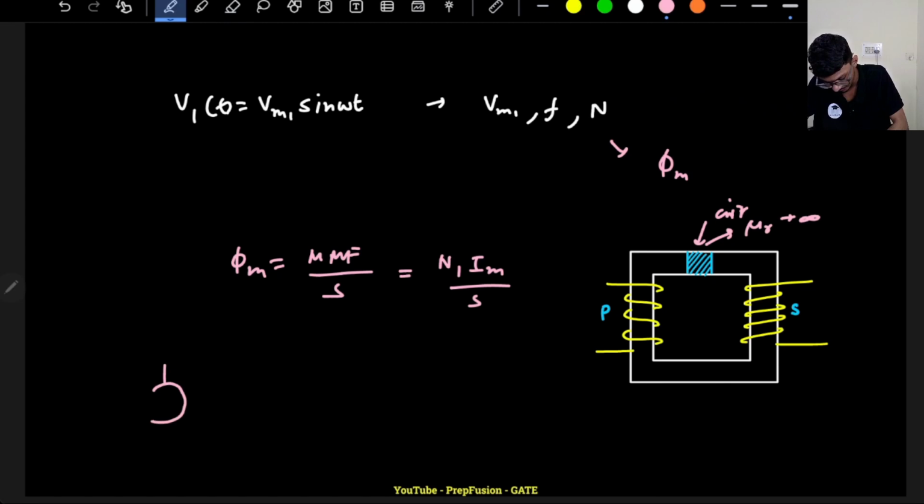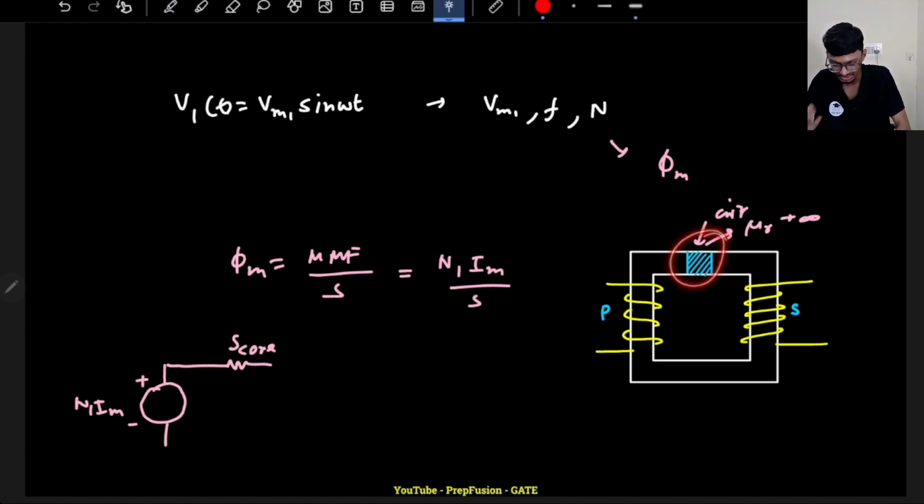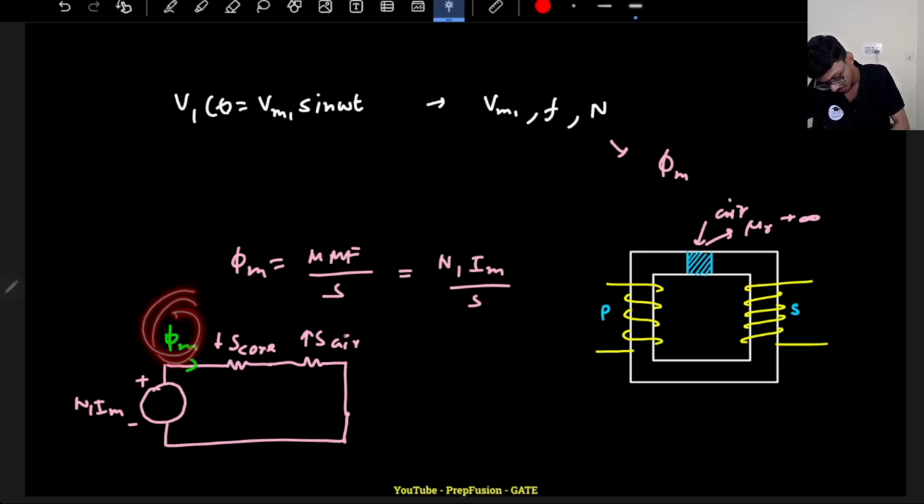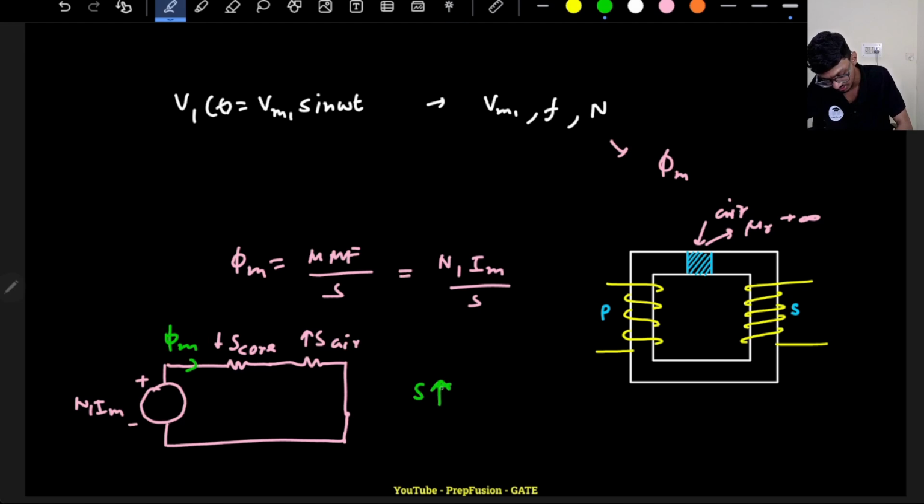So here I am applying an mmf, that is N1 into Im, and here I have the core reluctance. If I have removed this portion, slightly the core reluctance will reduce, but a huge reluctance will come, that is the air gap reluctance, and you know air gap reluctance is very high. I will not discuss why, all this has been covered previously. Of course I know that my phi m is fixed, but the overall reluctance of the circuit has increased.